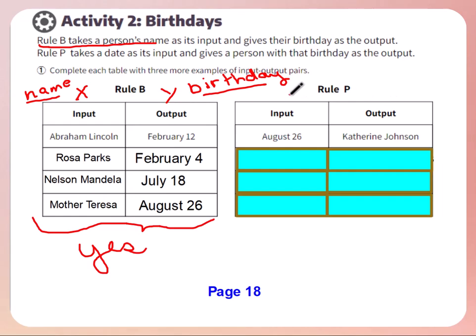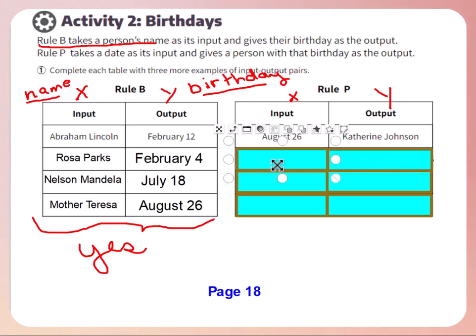Now let's compare and contrast that with Rule P. Now I'm giving you the birthday, August 26th. I just picked a birthday, and then I looked up a person, or maybe I knew a person whose birthday was August 26th. Now I want you to come up with 3 different dates and then match those dates with a person who has that same birthday.